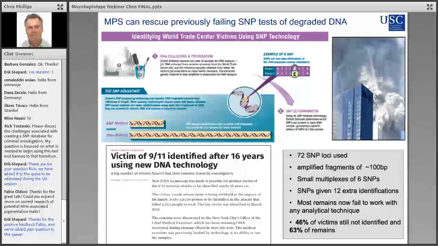And it should be no surprise that the lab that's responsible for additional identifications in the 9/11 identification program have gone back with MPS to successfully pick up some additional amplifications. This was a report that was published in August of this year, so MPS is being reapplied to previous identification programs, where the DNA is extremely challenging, of course.